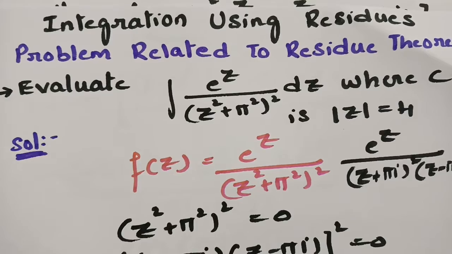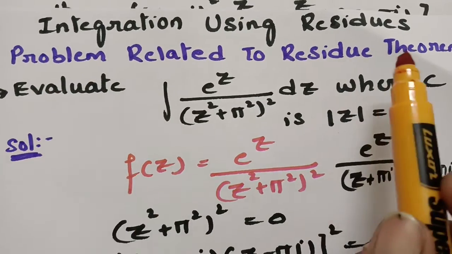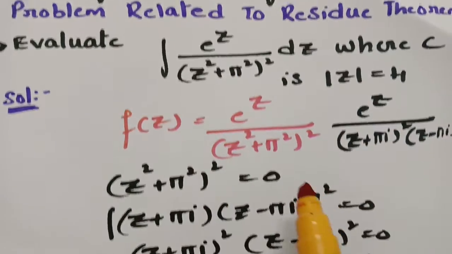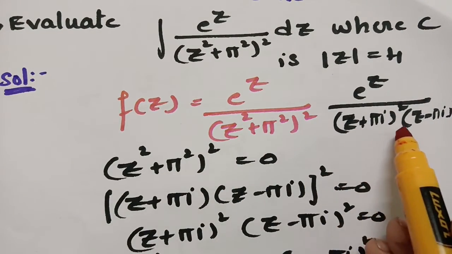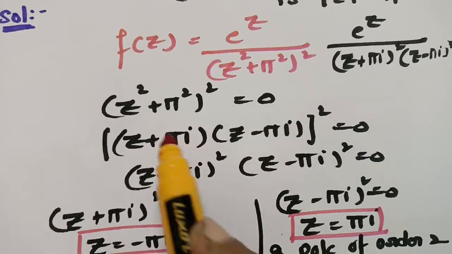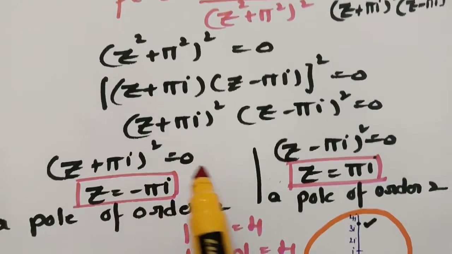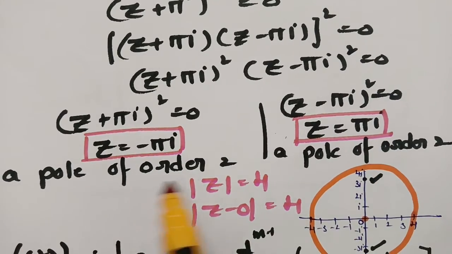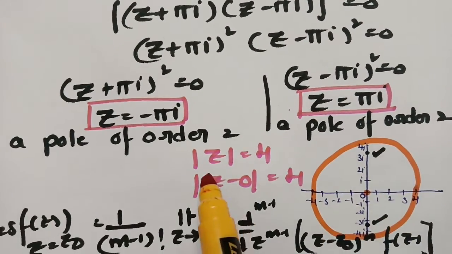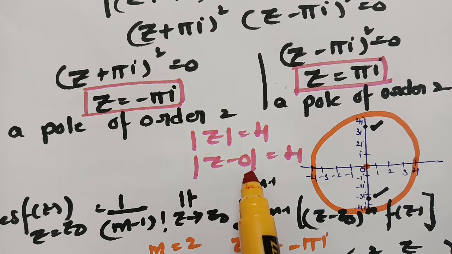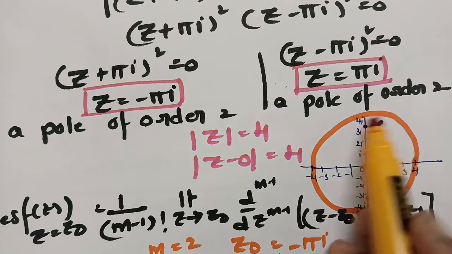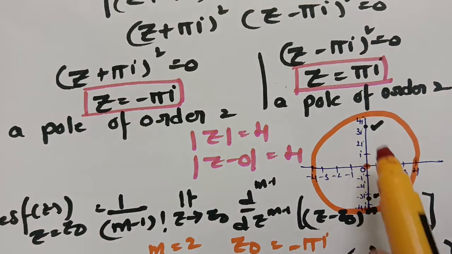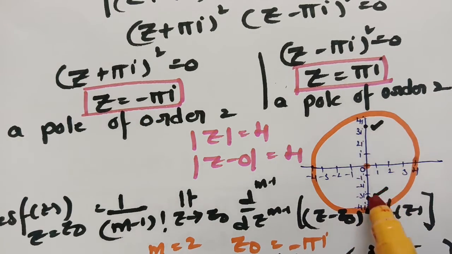This is the question given. First we have to solve the problem using the residue theorem. So we have to evaluate this. I am splitting the denominator as z plus pi I square into z minus pi I square. After equating the denominator to 0, z is equal to minus pi I and z is equal to plus pi I are the poles of order 2. Clearly mod z is equal to 4 is given, so this is a circle with center 0 and radius 4. Pi is nothing but 3.14, so minus 3.14 and plus 3.14 are both inside the circle.